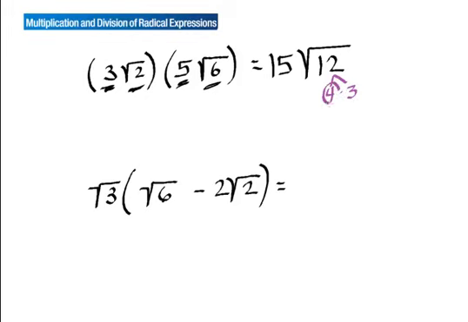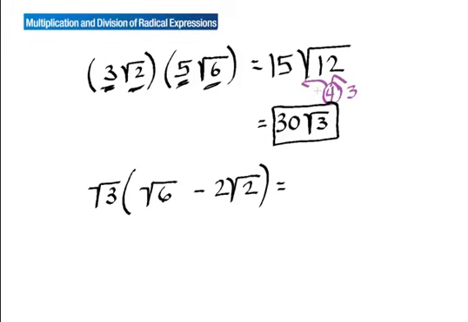Well, the 4 is a lucky dude because he can come out of that prison. When he does, he's a 2. And he combines with that 15 to make a 30. And what's left? Well, there's a 3. That's the answer to that first one.